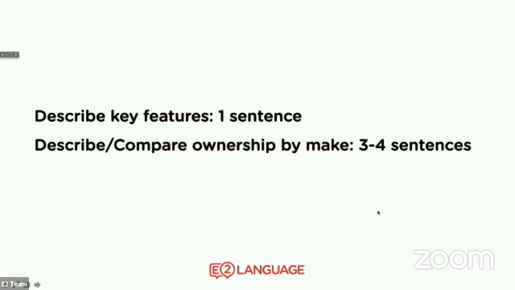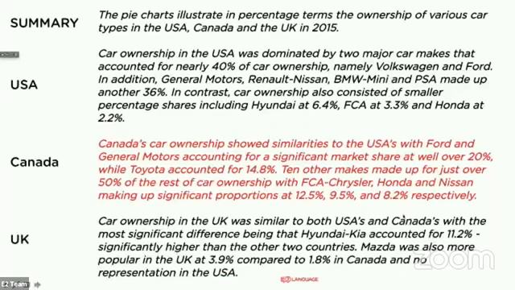Canada, here we go. So we're going to describe the key features in one sentence. Then we're going to describe and compare the ownership by car make, for example, Volkswagen or BMW, in 3 to 4 sentences. Mine says this.